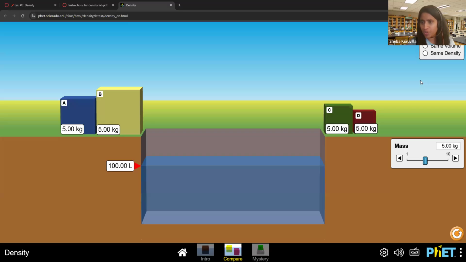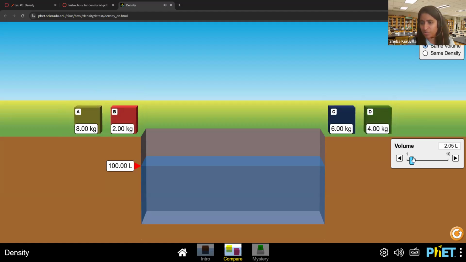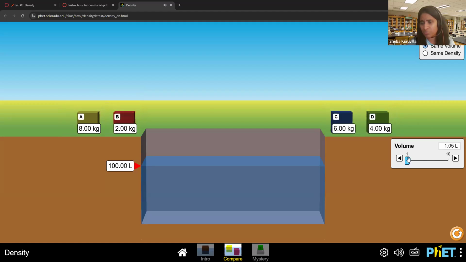So first, what we're going to do is we're going to change over here and make it same volume. And then we're going to decrease the volume. Over here, it says 5.00 liters. We're going to decrease it to about anything less than 2 liters. So I'm just going to make it 1 liter.